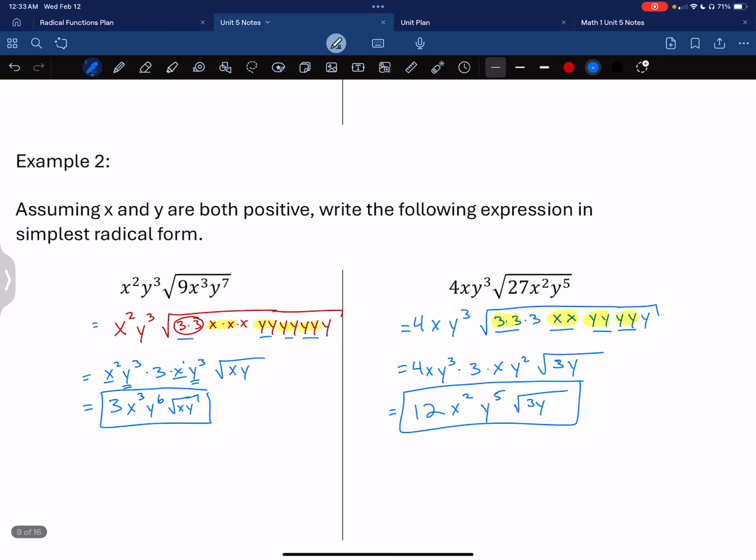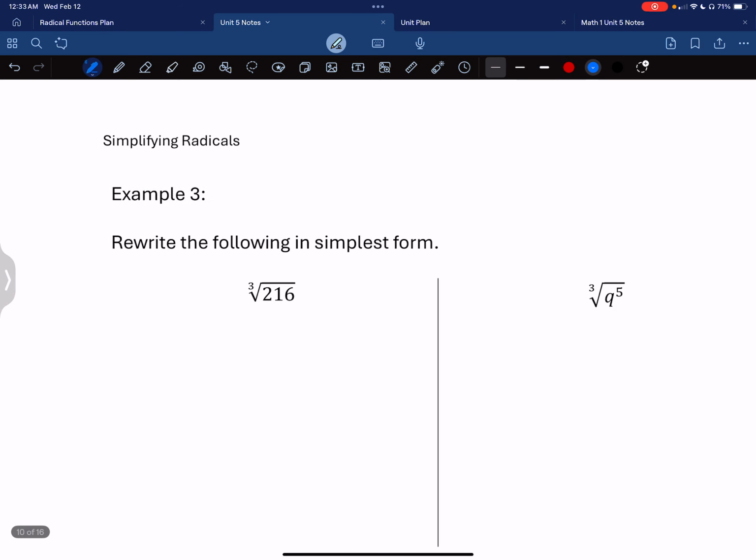Okay, so example 3. So this is square roots, and in this class, we're also going to be talking about cube roots. Essentially, when we have our symbol for square roots, we're looking for pairs.